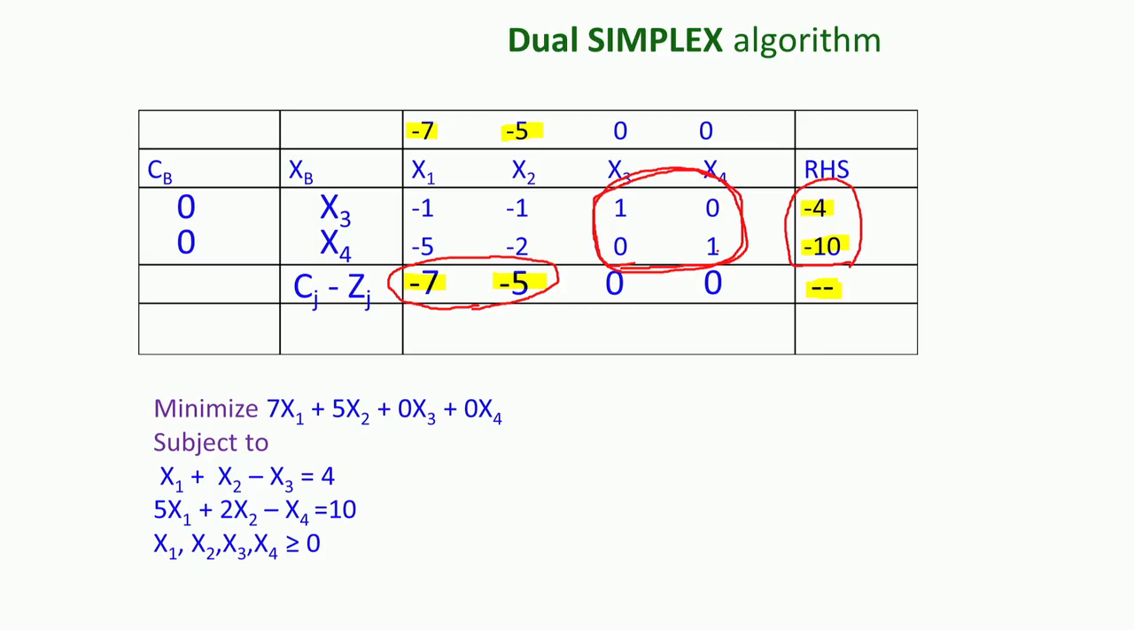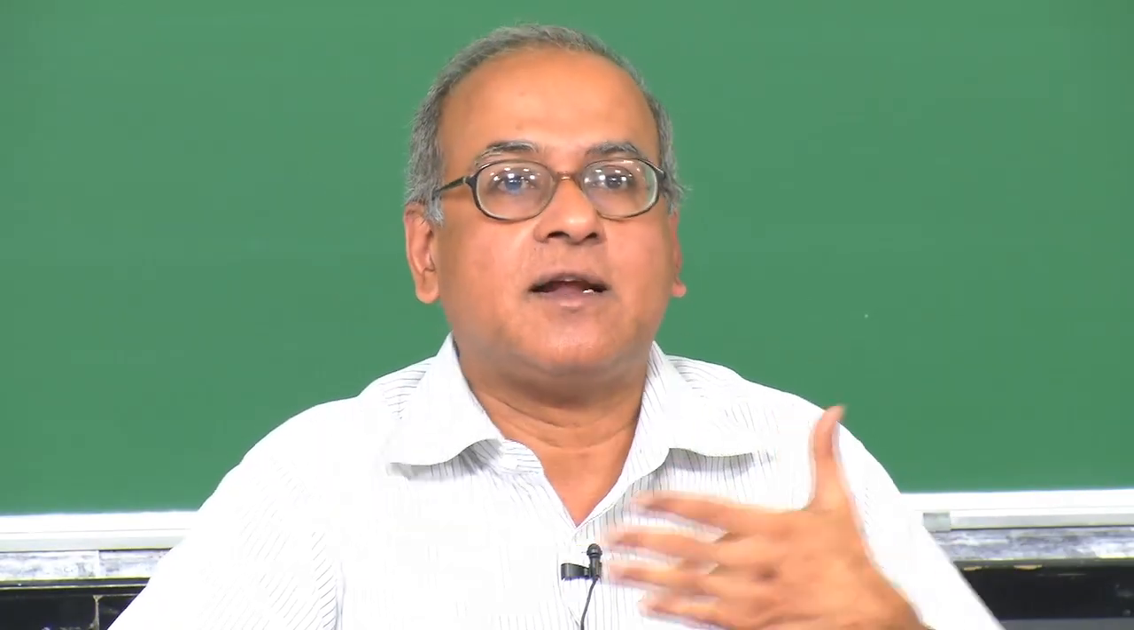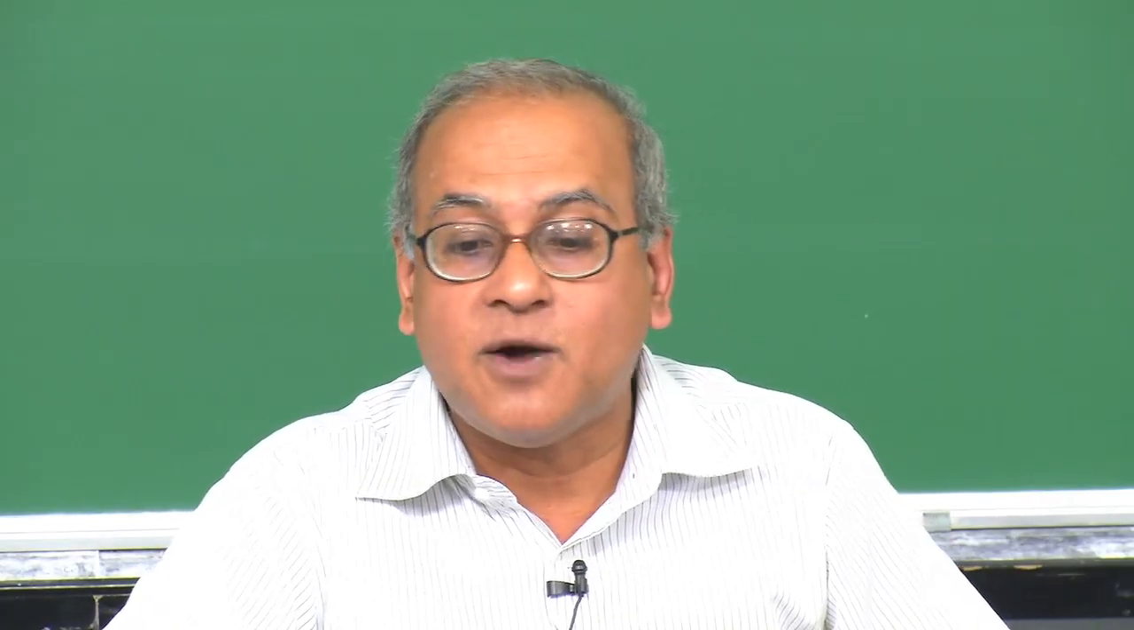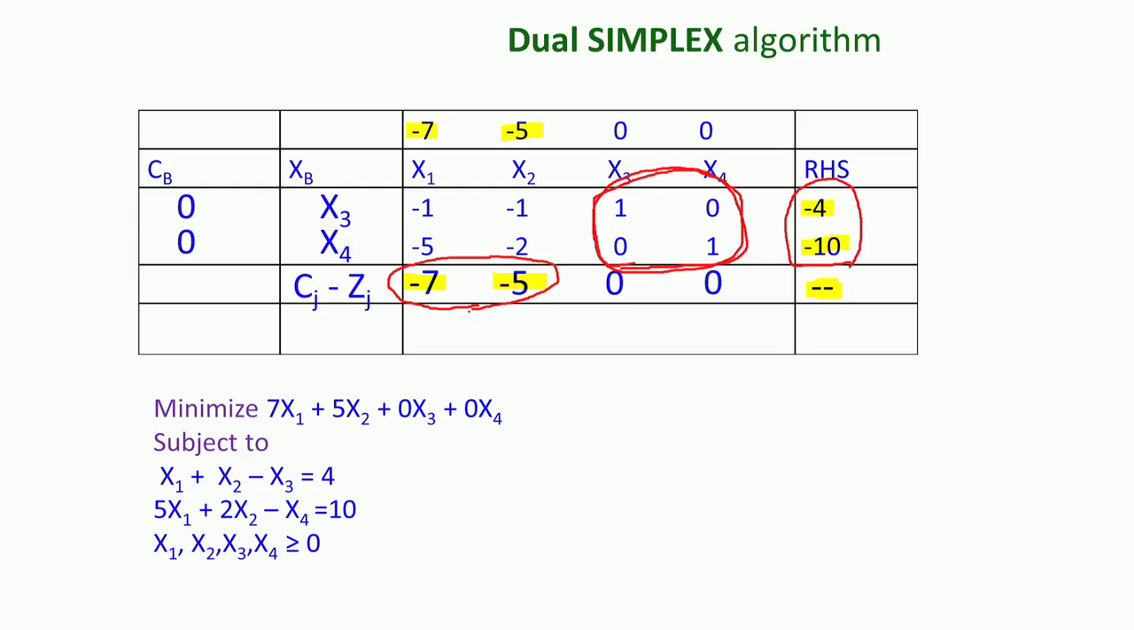Now we have also seen that this represents the feasibility of the primal, this represents the optimality with respect to the primal, but feasibility with respect to the dual. And we also said the negative of the Cj minus Zj represents the dual. So this is now interpreted as the dual is feasible with 7 and 5, the dual is feasible V1, V2, V1 is equal to 7, V2 equal to 5, dual is feasible, but the primal is infeasible.